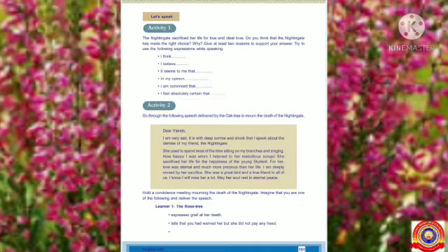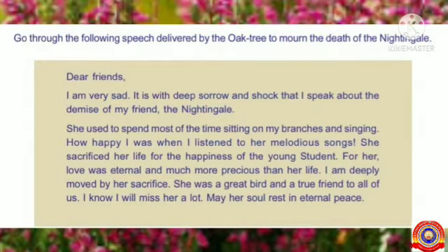Students, now take page number 151. Look at activity 2. All of you read the question. Go through the following speech delivered by the oak tree to mourn the death of the nightingale. Students, here the death of the nightingale made the oak tree very sad. So, here is a speech delivered by the oak tree to mourn the death of the nightingale. All of you read that speech.